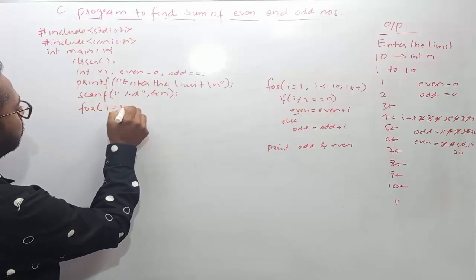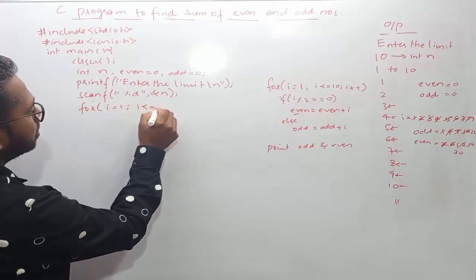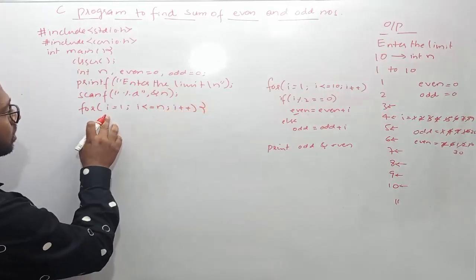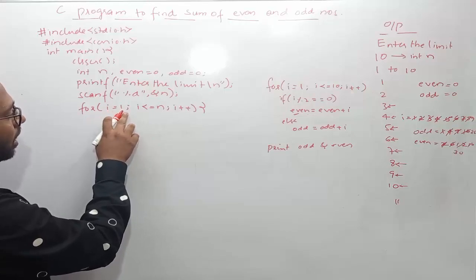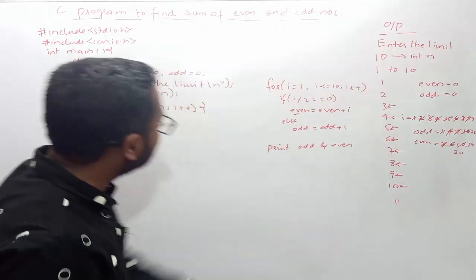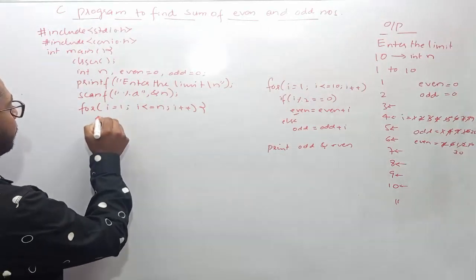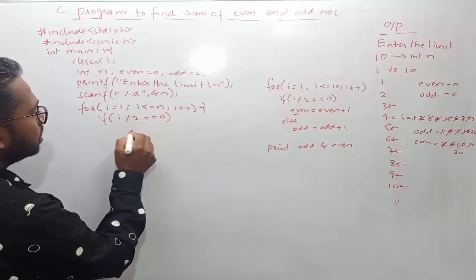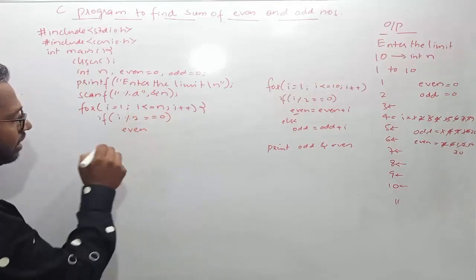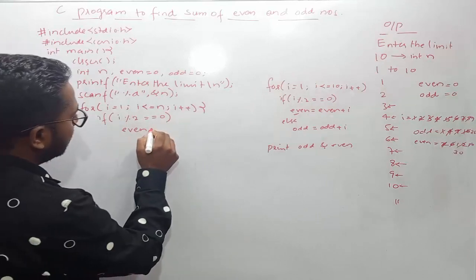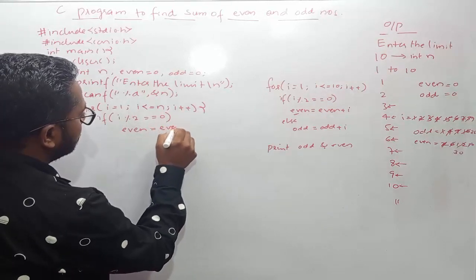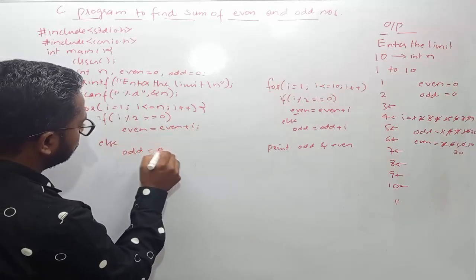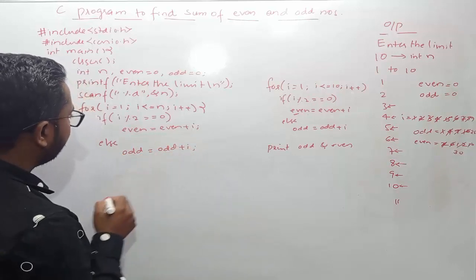For I is equals to 1, I is less than or equals to n, I plus plus. So I will start this for loop with the value of I equals to 1 until the value of I becomes 10. I will execute this for loop. If I mod 2 is equals to 0, then I will add this value of I into E1 variable, E1 plus I, else odd is equals to odd plus I.